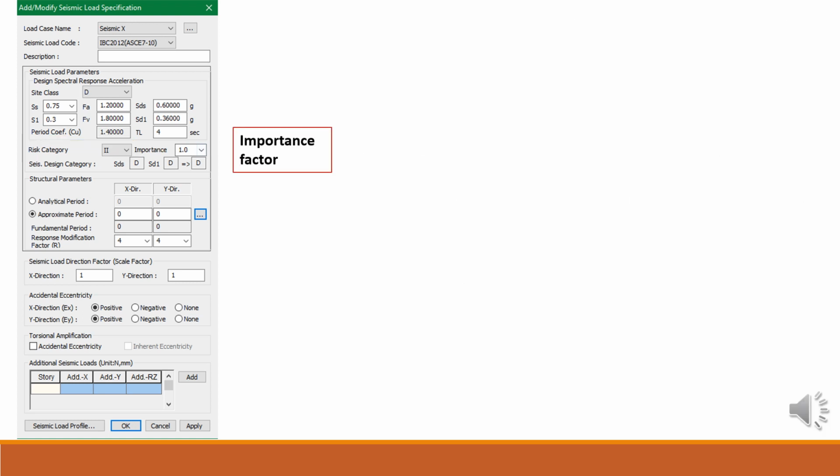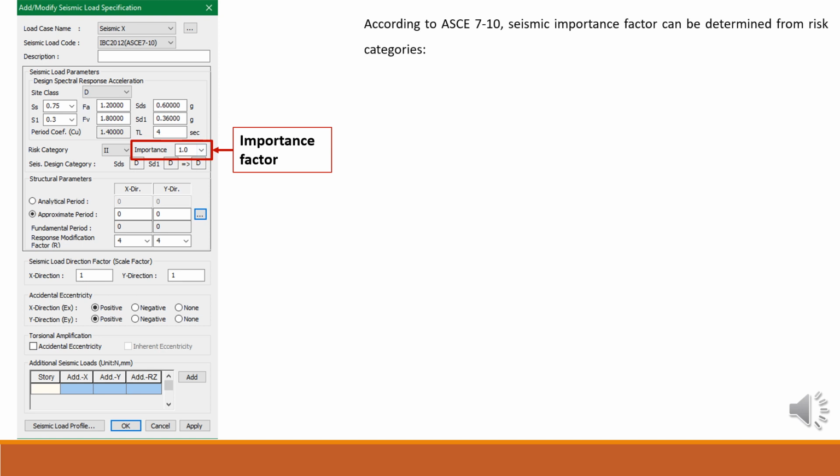Next, we need to input the importance factor. According to ASCE 7-10, seismic importance factor can be determined from risk categories as follows.